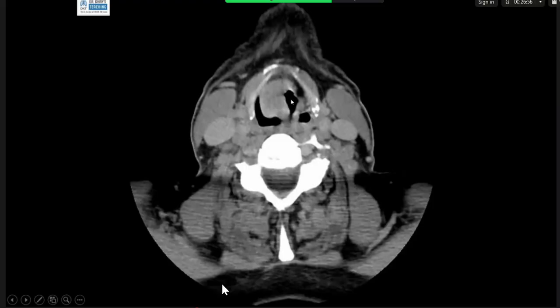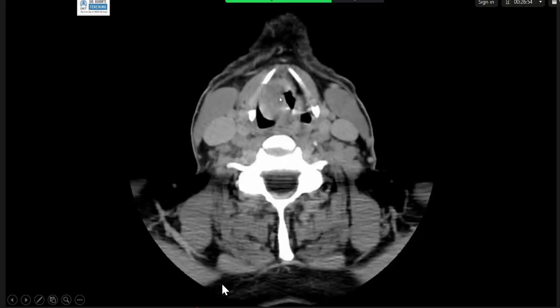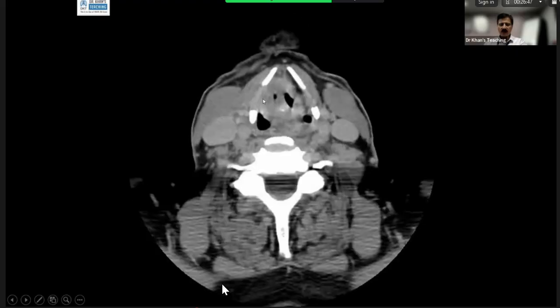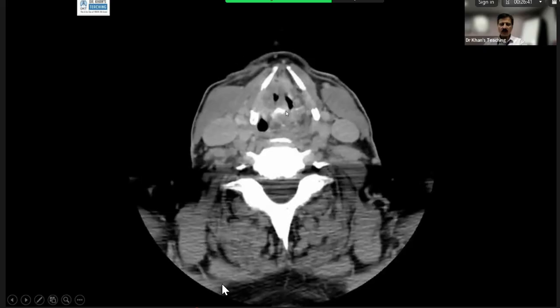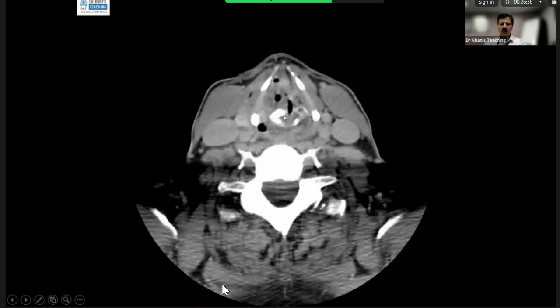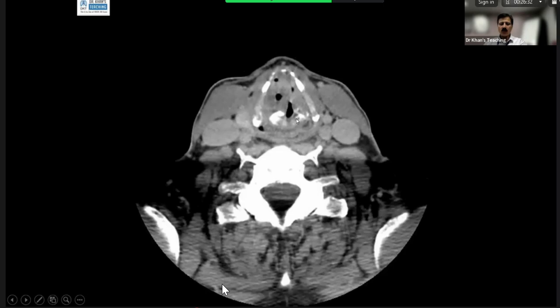This is the false cord level. Now you can see the tumor. It is invading the paraglottic fat. We are going inferiorly. Still, we have not reached the level of the true cord. Do you see two cartilages? One cartilage. And next slice, now you can see two cartilages. So we have reached the true cord level, and the tumor has extended into the true cord level.